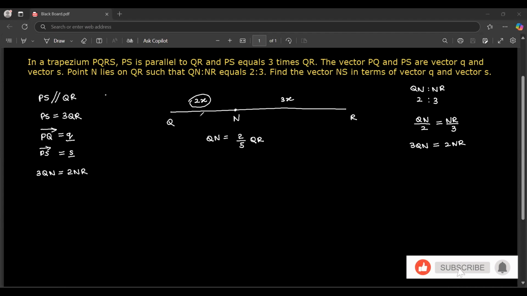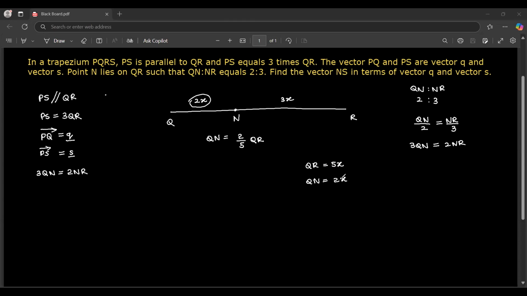Do you agree with me? Here we have 5x. If this is 2x and this is 3x, we can say QR is equal to 5x. And we know QN is equal to 2x. So I can say QR over QN is equal to 5 over 2. So I can say QN is equal to, I'll bring 2 here and 5 here, so it will be 2 over 5 QR. So we can say QN is equal to 2 over 5 QR. Similarly, we can say NR is equal to 3 over 5 QR.